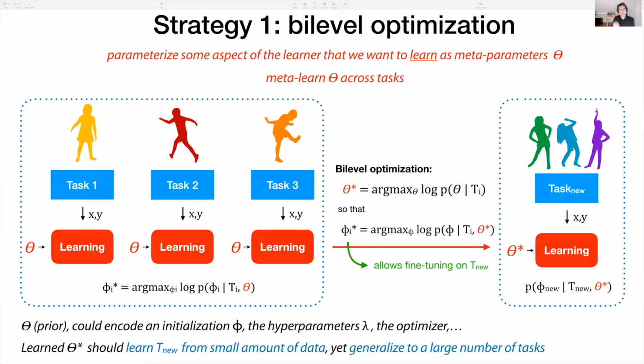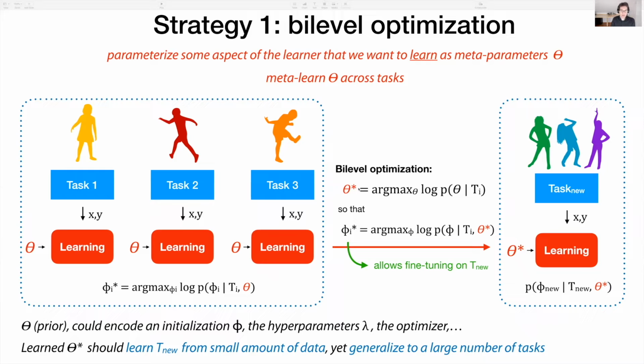One way of doing that is by bi-level optimization. The idea here is that we take a learning algorithm and we take some aspect of it that we want to learn. For instance, how do we initialize the weights of a neural net? You could parameterize that, express that as a set of meta-parameters theta, and then learn these parameters across tasks. So if you have a group of tasks 1, 2, 3, we want to learn a good initialization, for instance, expressed as these parameters theta.